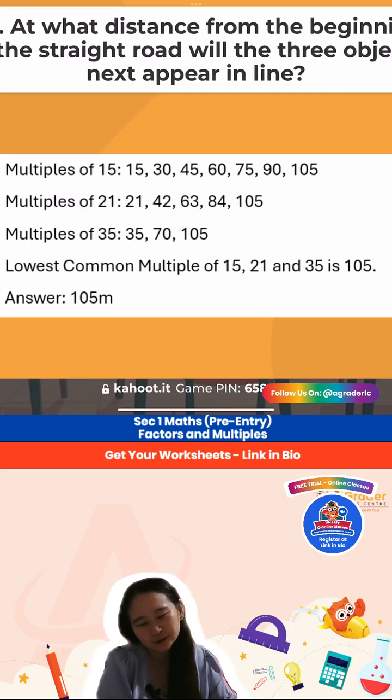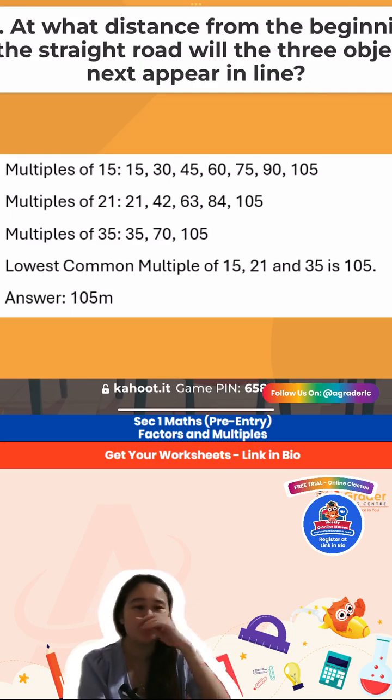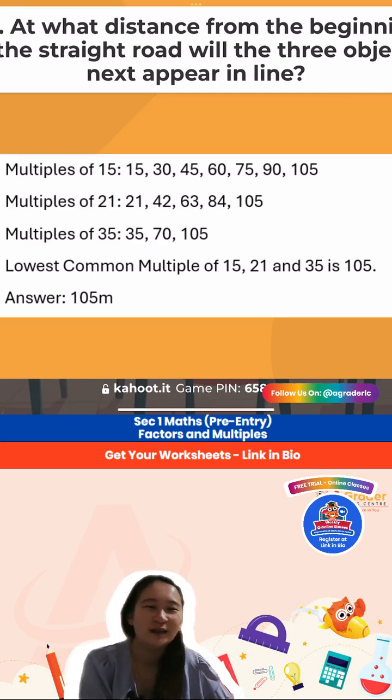Okay, so the very first one will be 105. Therefore, the distance from the beginning will be 105 meters. Okay, next time I'll give longer time, okay?